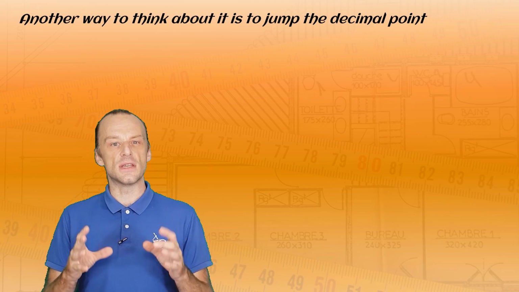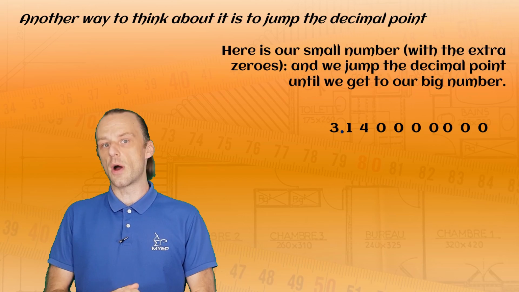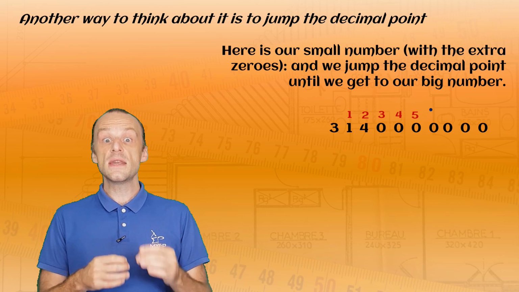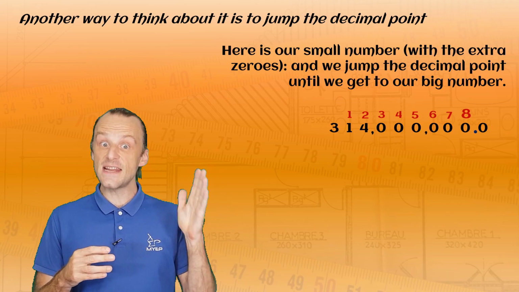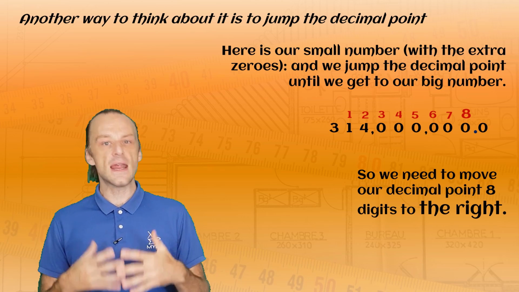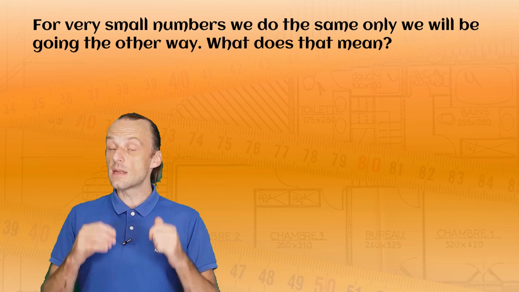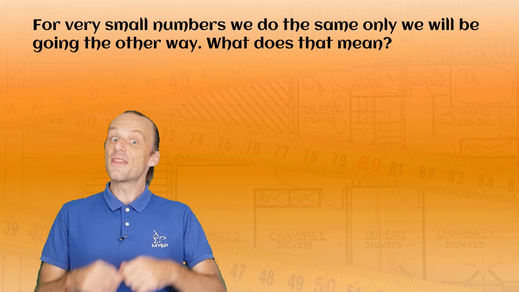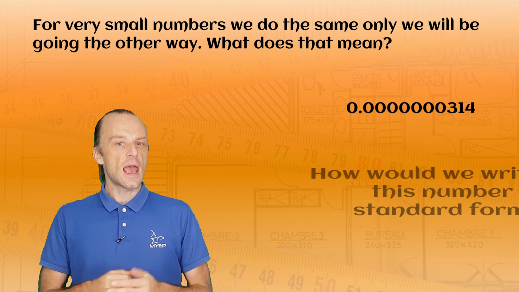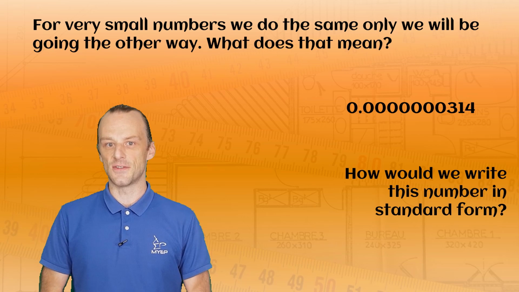Another way to think about this is jumping the decimal point. Here is the number 3.14 again. To change this into our original number, we need to jump the decimal point 8 places to the right, which again is like multiplying by 10 8 times. For small numbers, we'll be doing something very similar, but we'll be going the other way. What do I mean by this? Take a moment to think. How do you think that this very small number might be written in standard form?